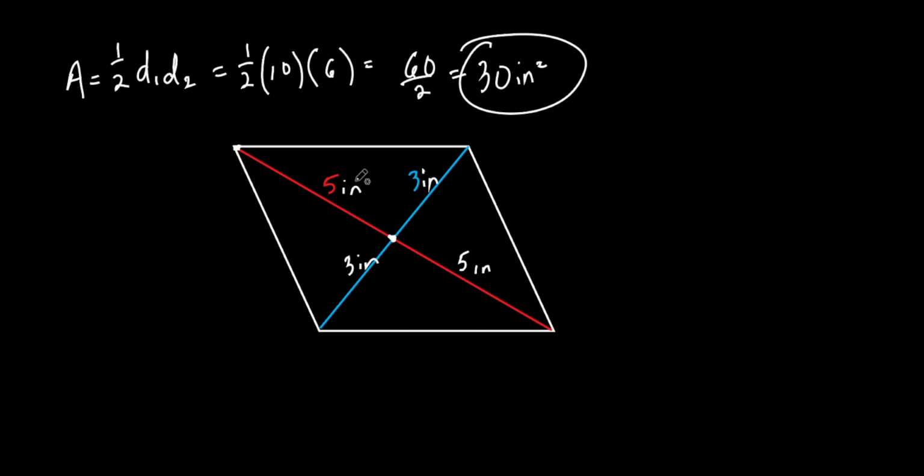Yeah, that might be the trickiest one out of them all, but it wasn't that hard. If you realize that that's 5 and that's 5, you got to take that whole thing as 10. You got to take that whole thing as 6. Multiply them, divide by 2, boom, you got your answer. Make sense? Okay, we got 2 more to do.